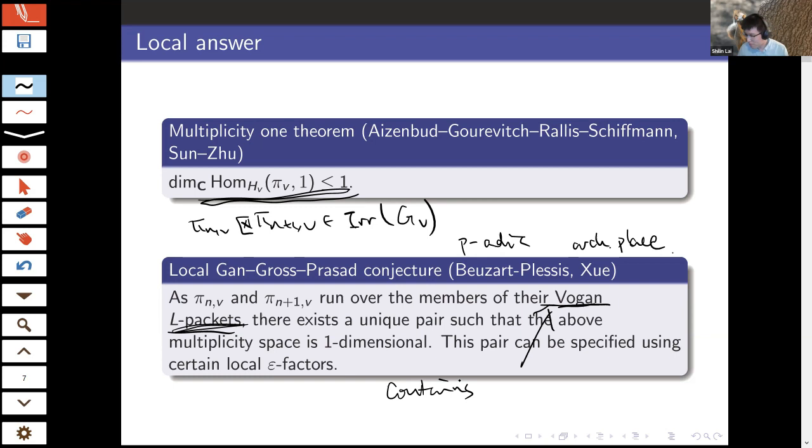So the key point about Vogan L-packets now is that it contains representations from other inner forms. And this is all I'm going to say about the local picture in this general setting. On the next slide, I'm going to specialize to the Archimedean place and give some concrete description of what this conjecture and what the theorem states. Before that, are there any other questions?